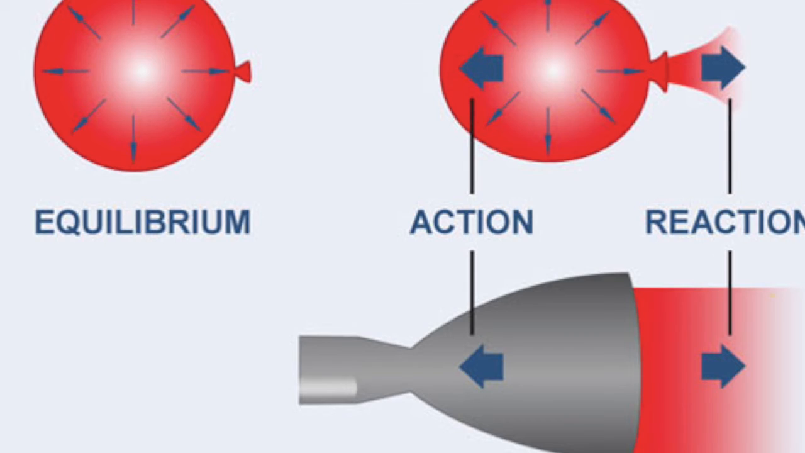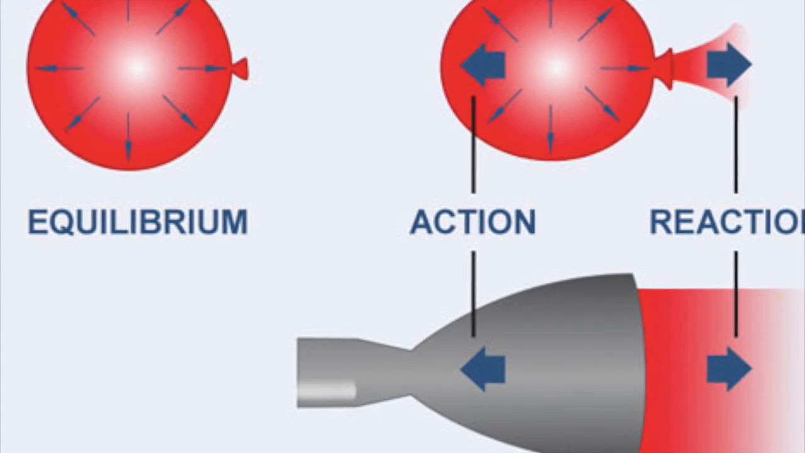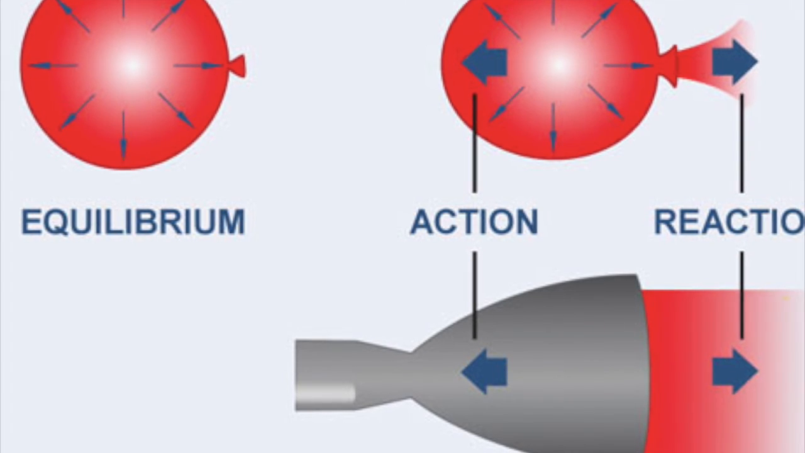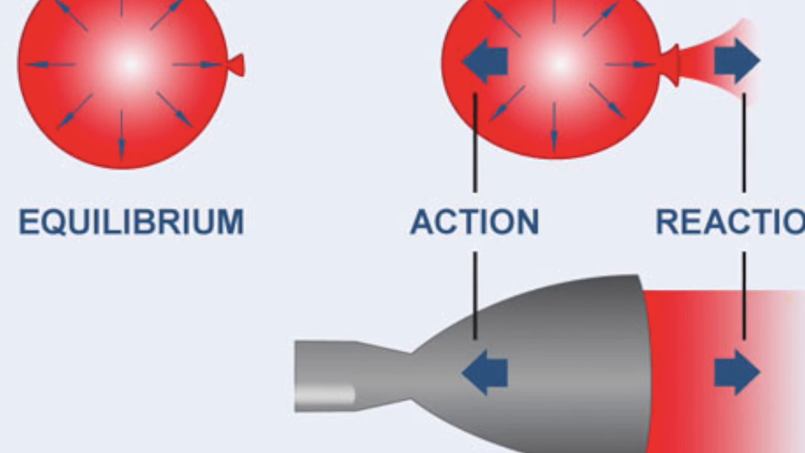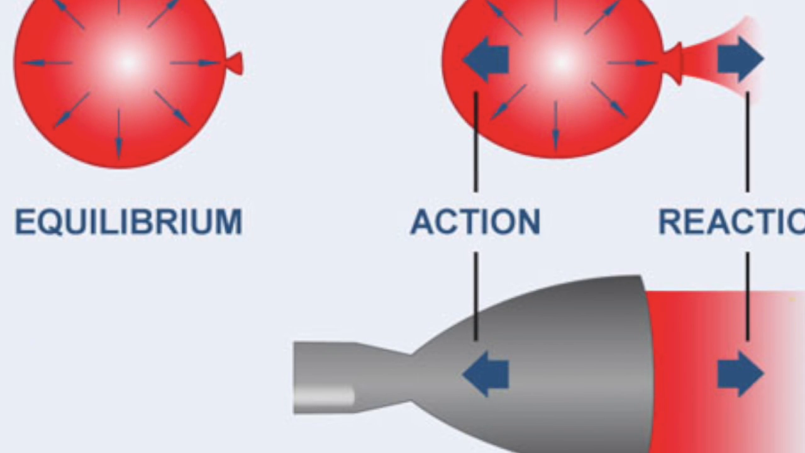So just like in this example you can see in the picture, the action is the air releasing and the reaction is the balloon flying everywhere. Much like the rocket, when we think about it, the rocket is similar because it is filled with pressurized gas, and the reaction is that it helps the rocket fly off.